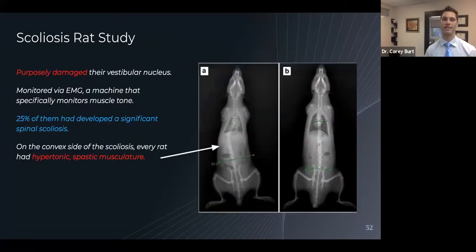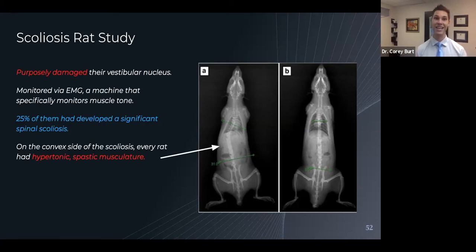Okay, oh, it's the rat study. Okay, now I'm not going to go into the scoliosis rabbit hole here, but hear me out real quick. There was a study done where researchers took a bunch of rats and purposely damaged their vestibular nucleus. Then they hooked them up to an EMG machine to specifically monitor their muscle tone. And at the end of the study, they imaged the rats, took some x-rays, and found that 25% of them developed a significant spinal scoliosis.